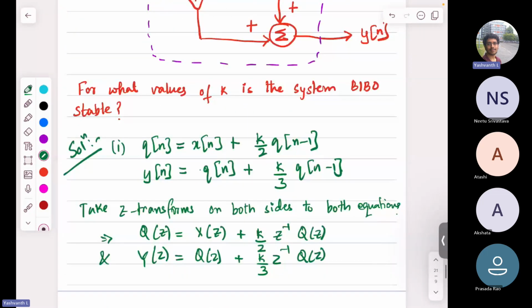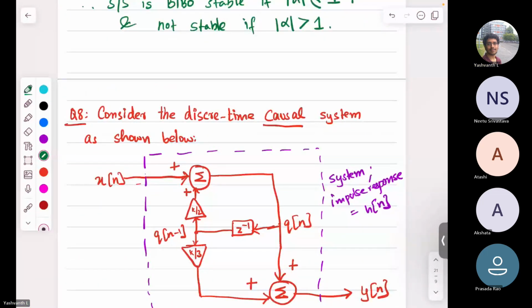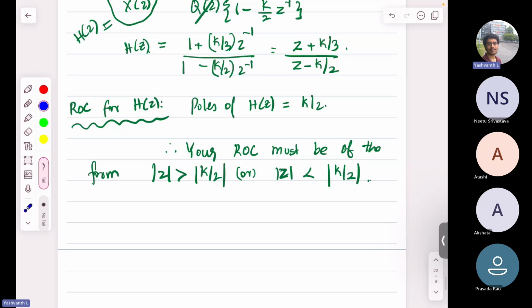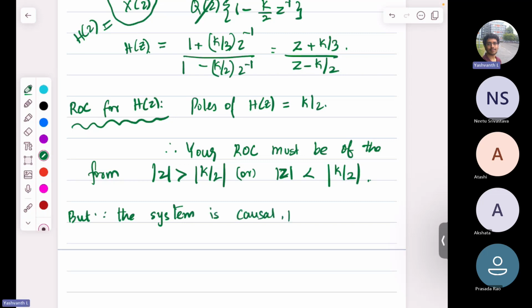That's why this aspect will help. See the question again. It's a causal system. So the ROC is this, not this. This is the only possible ROC. But since the system is causal, the ROC is mod z greater than mod k by 2. So I know that the ROC is going to be mod z greater than k by 2.